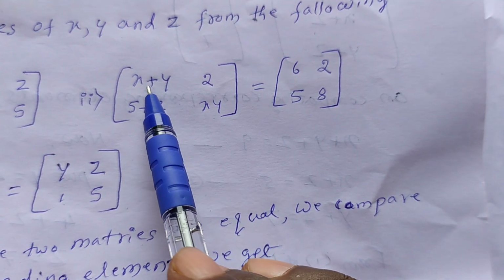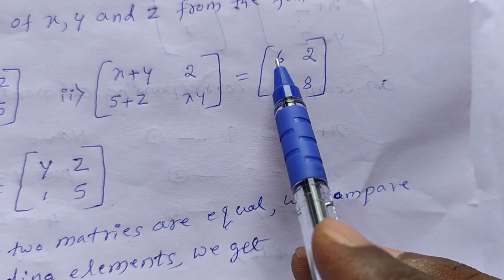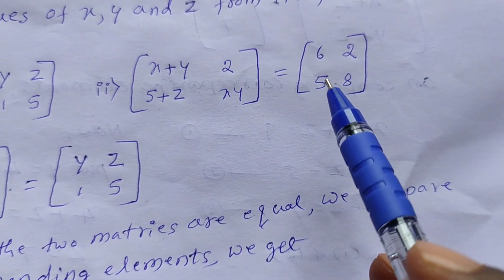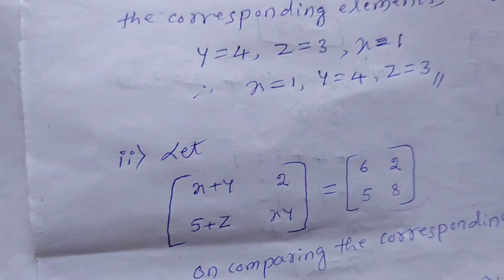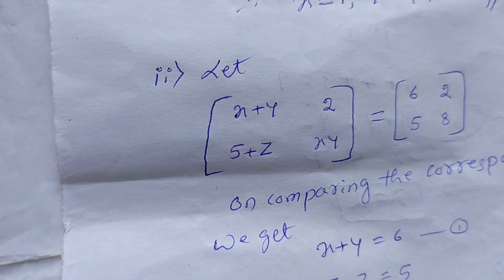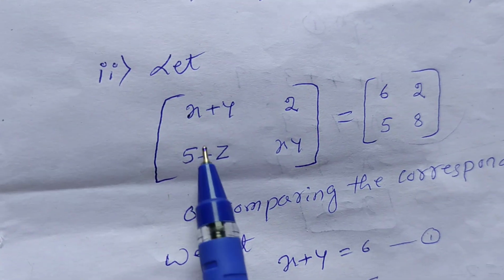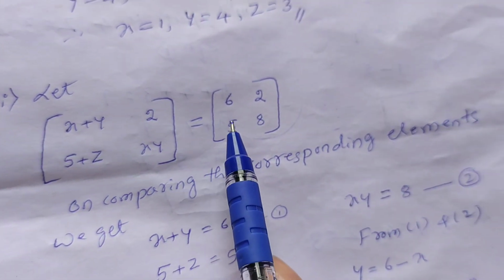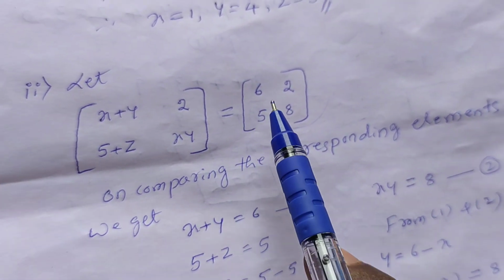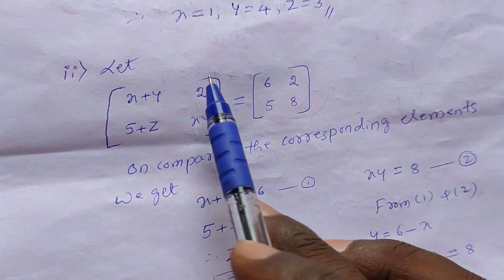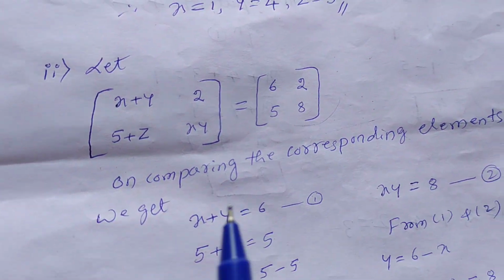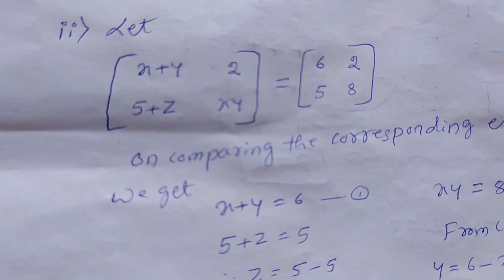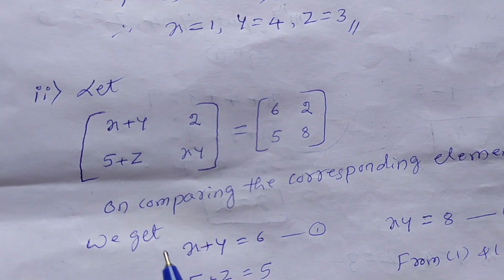See here, x plus y equals 6. How do we solve this problem? Second one: let [x+y 2; 5+z xy] equal [6 2; 5 8]. These are the two given equal matrices. We have to find the values of x, y and z here.